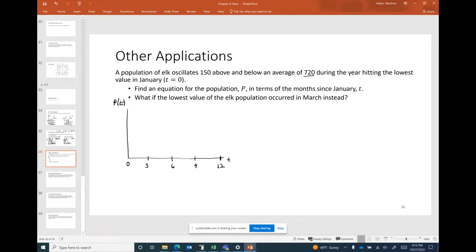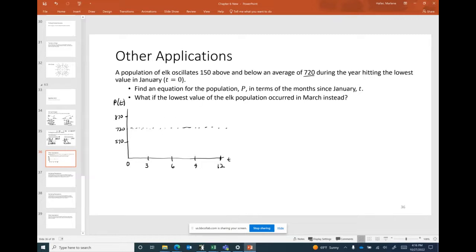150 above and below 720. So 720 is the average. That means that's our midline, right? So we'll just make a spot for it. We'll say it's going to be right here. Okay, that's going to be 720. And it oscillates 150 above and below. So 150 above 720 would be 870. And 150 below 720 would be 570, right? Okay. So there's our low point, 570. There's our high point, 870.